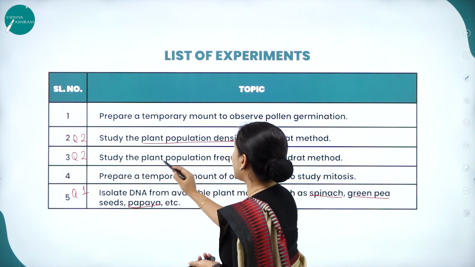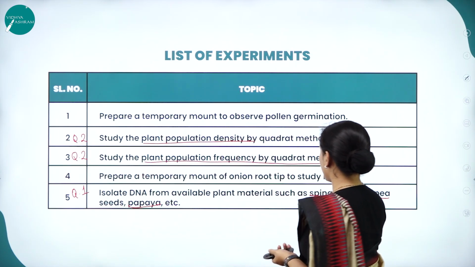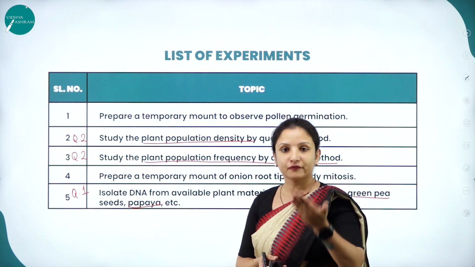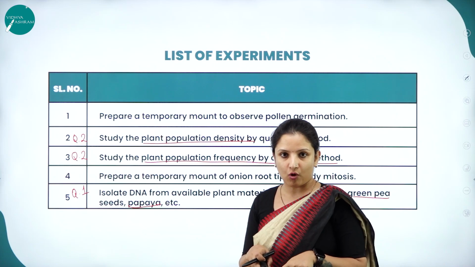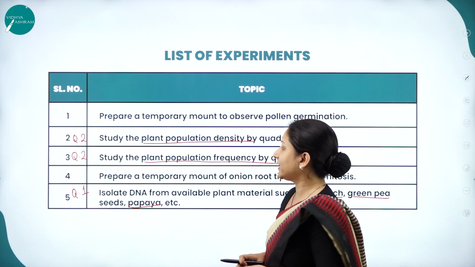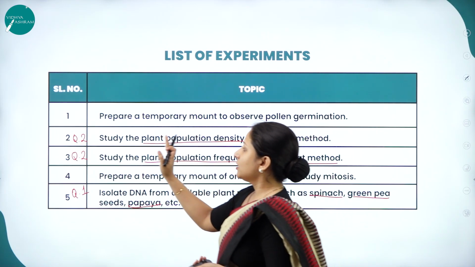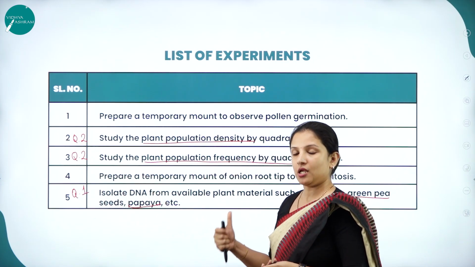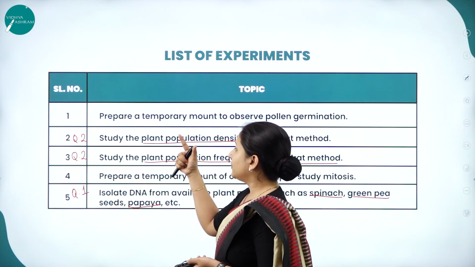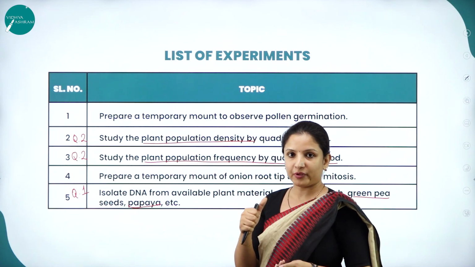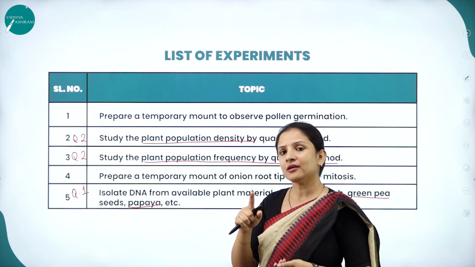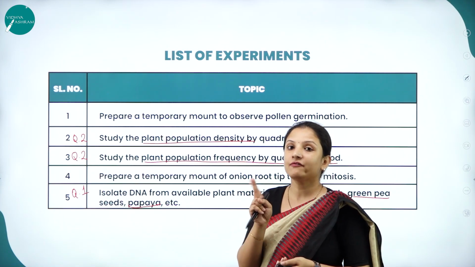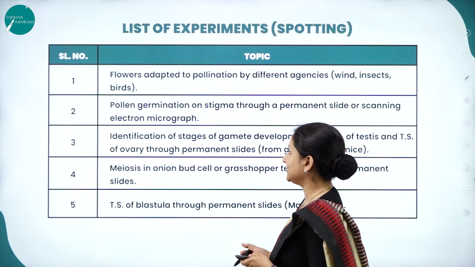Next is study the plant population frequency by quadrant method. For any species of plant, how many of those species are there in that particular quadrant? That is what you need to calculate. So your major experiment is isolation of DNA. Your minor experiments are study plant population density by quadrant method and study plant population frequency by quadrant method. Any one you get, you'll have to do in the exam.